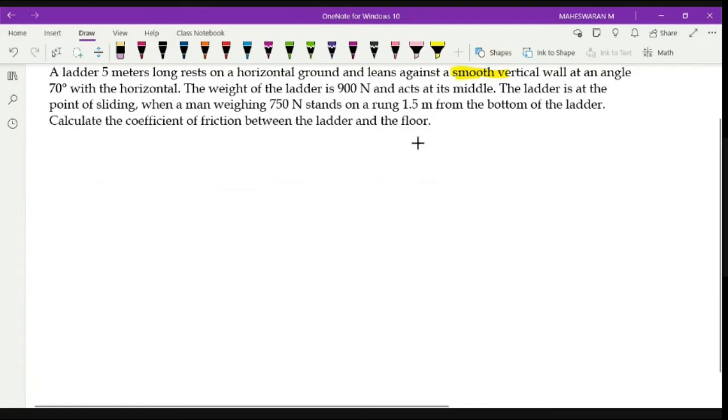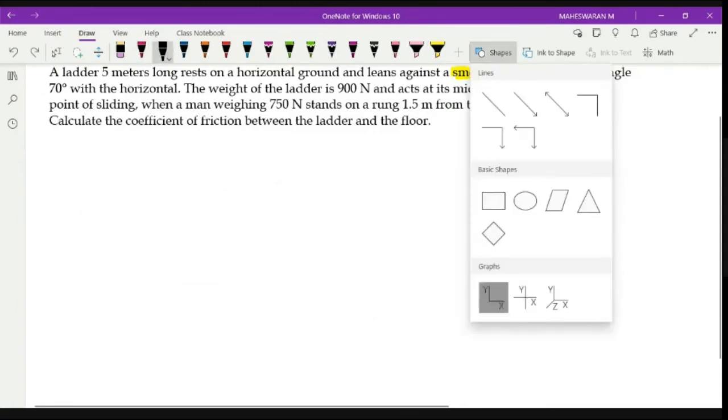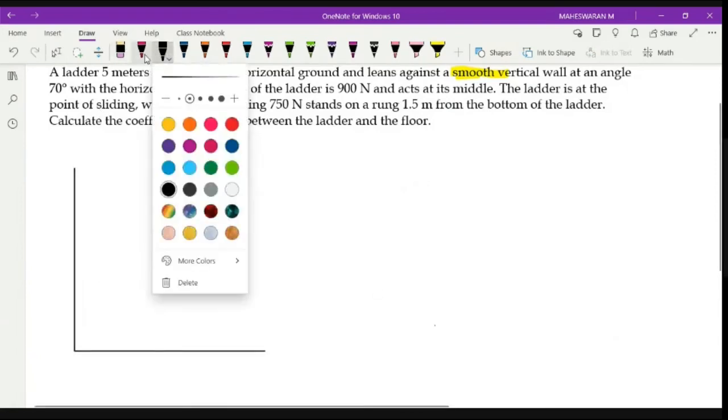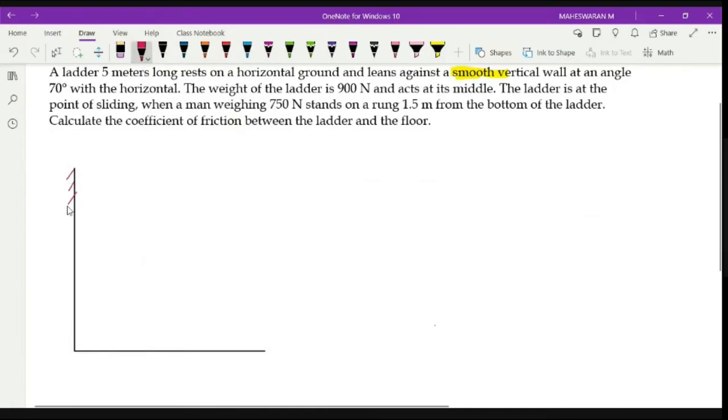So let me consider this. This is my wall. One side it is smooth, this side is a smooth vertical wall, right? The other side is rough. So you have a ladder, which is here, something like this.